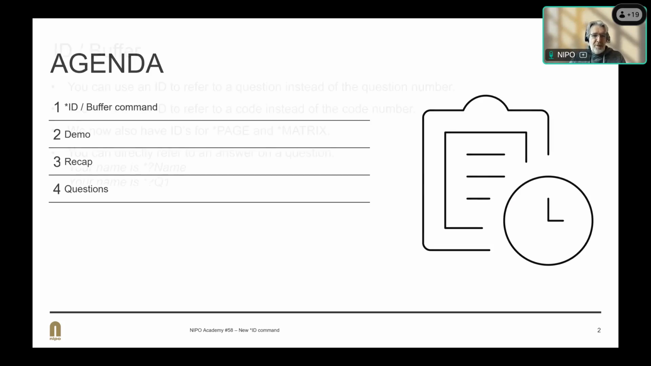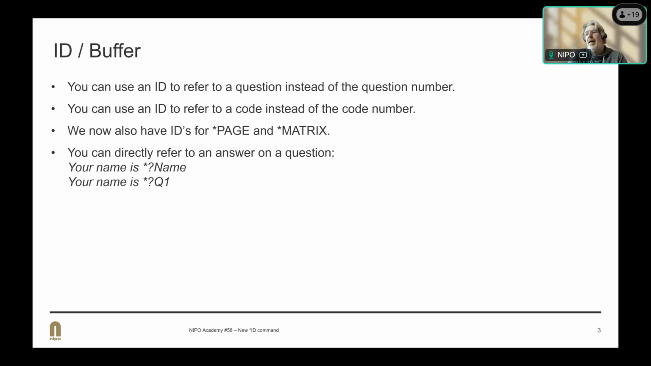So what are these new commands that we are introducing? The first one is the ID. You can use that ID to refer to a question instead of the question number, and you can use that ID to refer to a code instead of the code number. We also now have IDs for star page and star matrix, and that is where the only real new functionality comes from. That means that we can now translate these pages and these matrices directly.